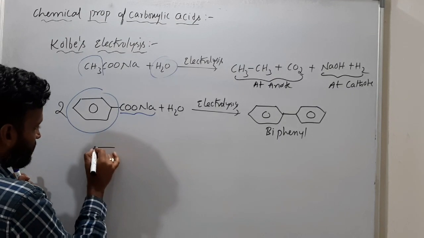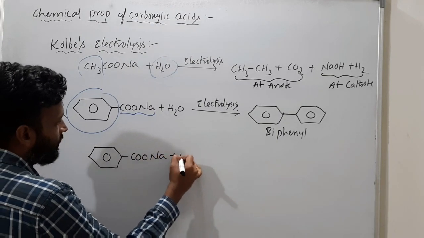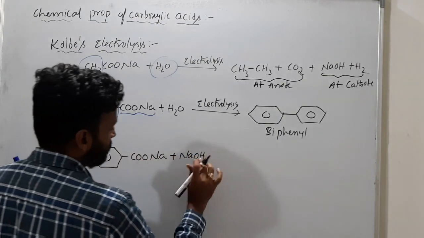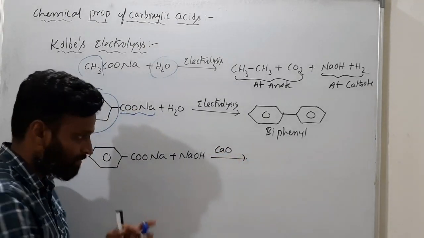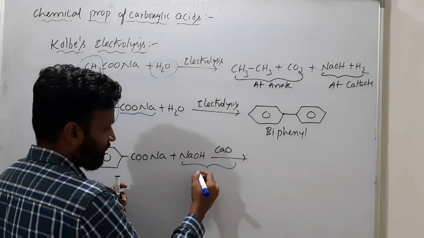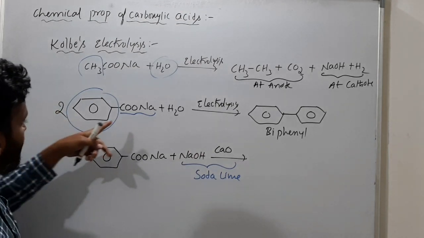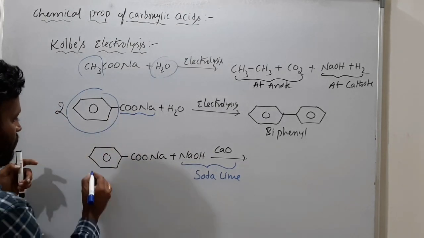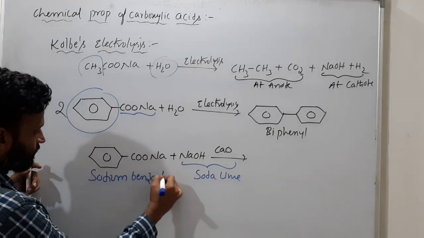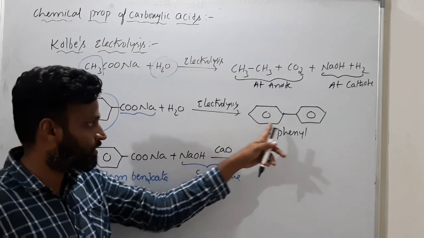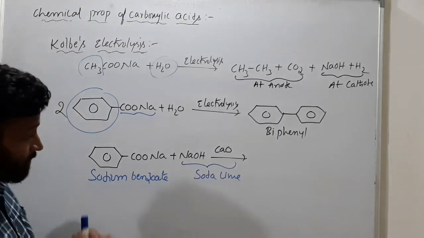And one more thing: suppose C6H5COONa is given, and sodium hydroxide and calcium oxide. What is the mixture we call? NaOH plus CaO is called soda lime, I said no. See the difference? Same reactant, sodium benzoate. What is this? Sodium benzoate. So sodium benzoate on electrolysis gives biphenyl. Sodium benzoate with soda lime, do you know what is the product?